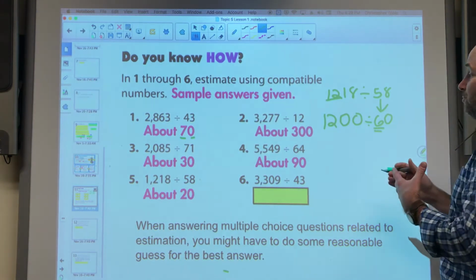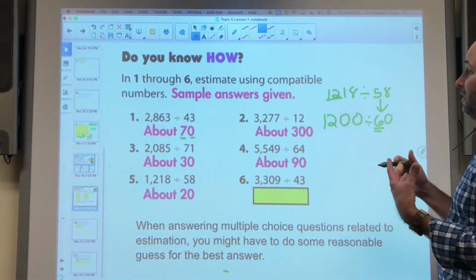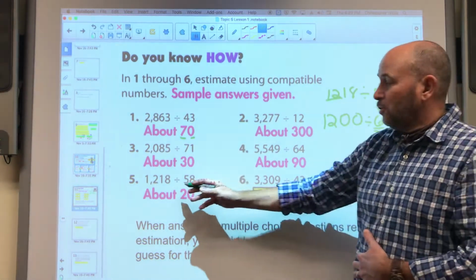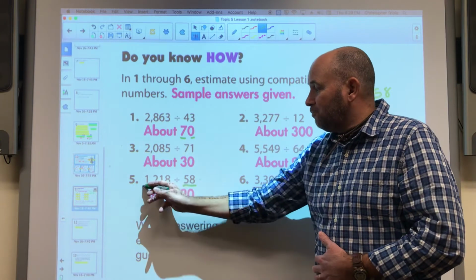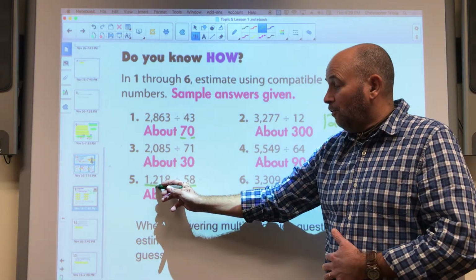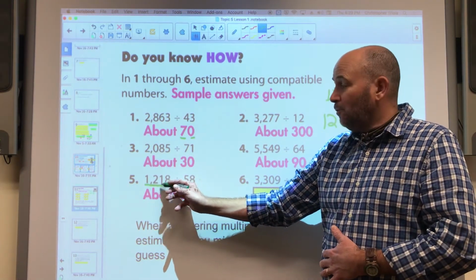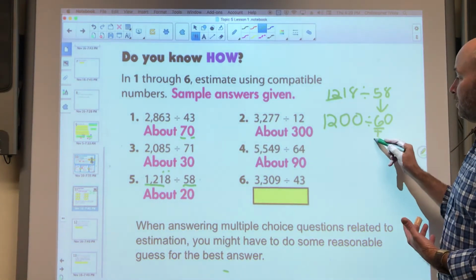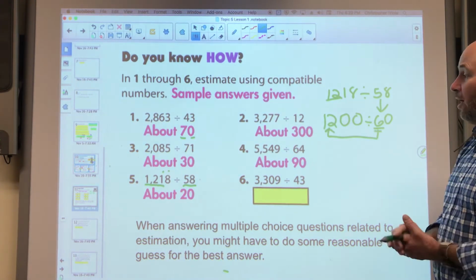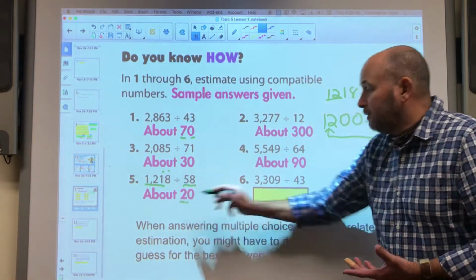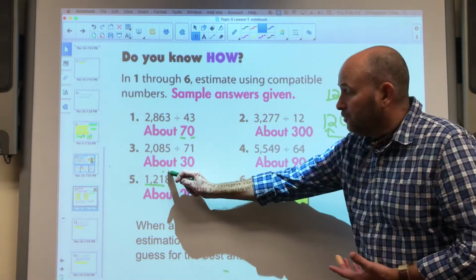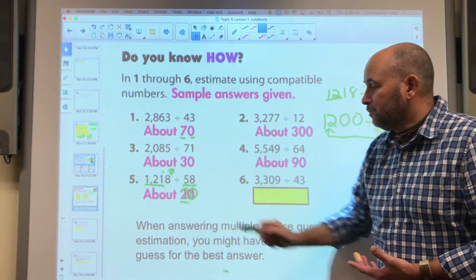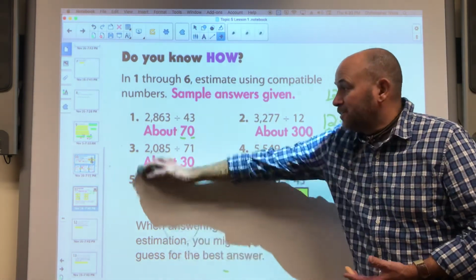So with the 1,200 now, we can begin to get our estimate. And again, we would ask ourselves, well, how many digits will we have in our quotient? Well, 58 won't go into 1, won't go into 12, but it will go into 121, so we're going to have a 2-digit quotient. So we then know that we're going to take 6 into 12, which goes 2 times, and then it's a 2-digit quotient, so we have to add a 0 for our 2. So that's how we came up with 20 as our estimate. Okay?